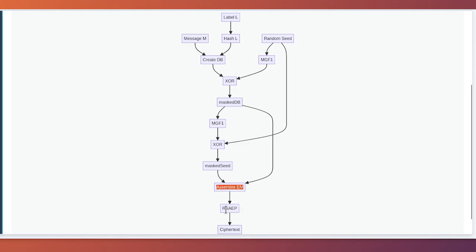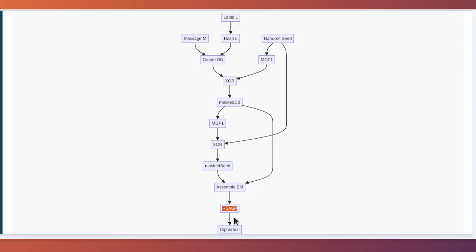Step 4 is the RSA encryption. Convert the encoded message EM to an integer M, using the OS2IP operation defined in the RFC, which interprets the octet string as a big-endian integer. Apply the RSAEP encryption primitive with the recipient's public key to compute C equals M to the power E mod N. Convert the integer C back to an octet string C of length K, using I2OSP, which converts an integer to a big-endian octet string. This octet string C is your final ciphertext.